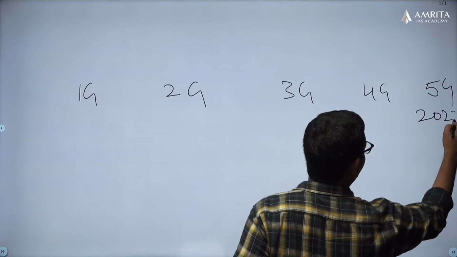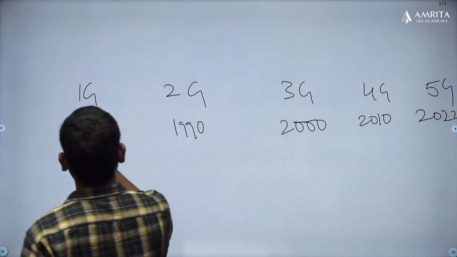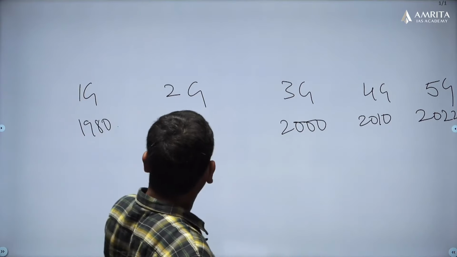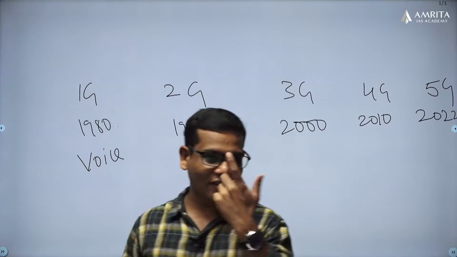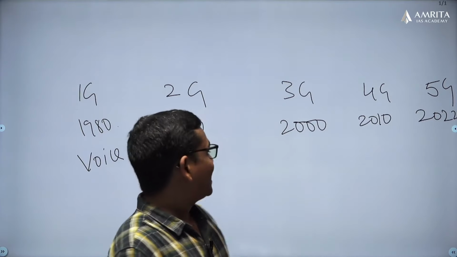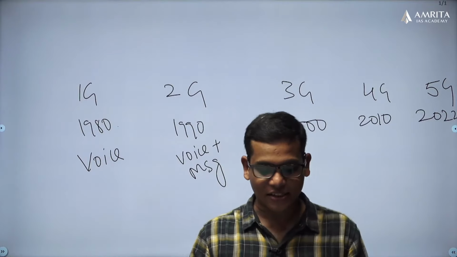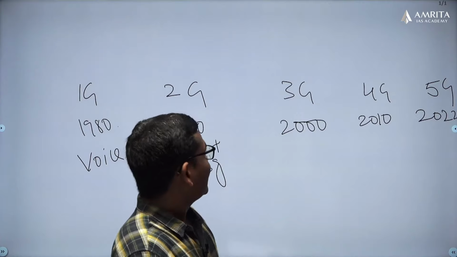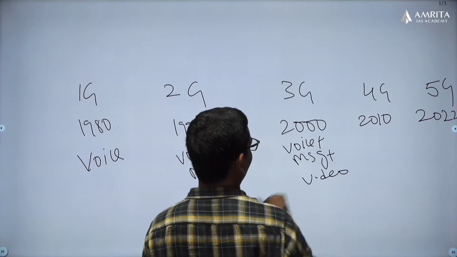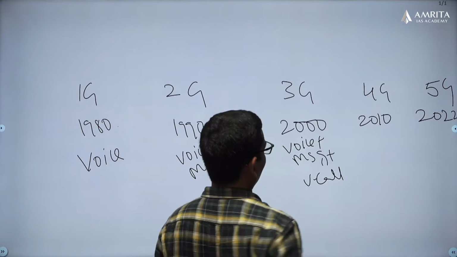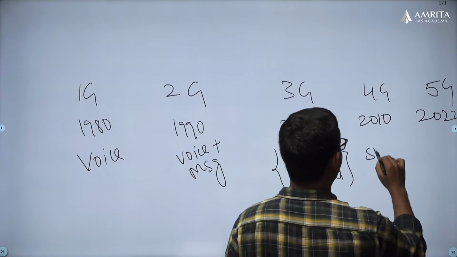We are launching this in 2022, 4G was around 2010, 3G around 2000, 2G in the 1990s, and 1G in the 1980s. When we started 1G, it was only about voice, that means we could only call, only speak. But in the second generation, it was voice plus message, which we brought in the 2G time. In 3G time, voice plus message plus video call facility also came. And in 4G, the same benefits but with higher internet speed.